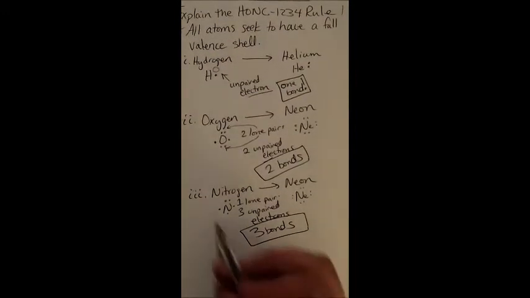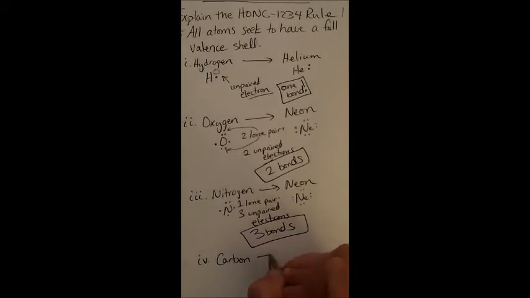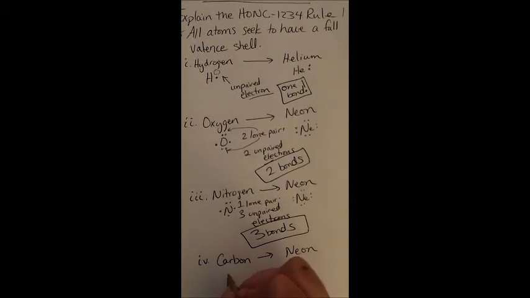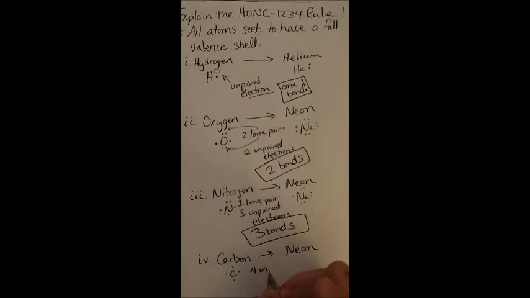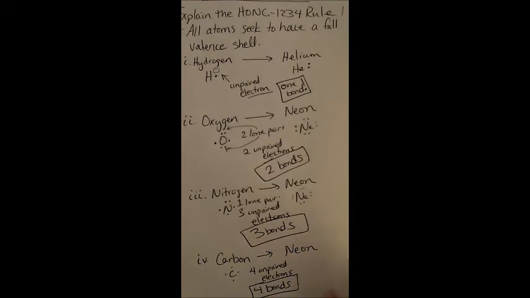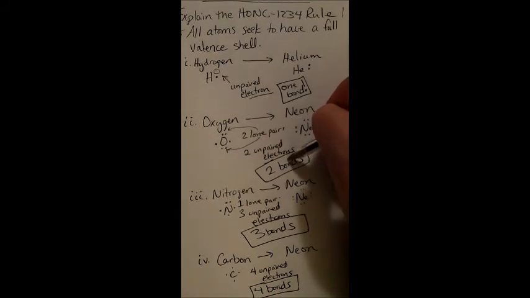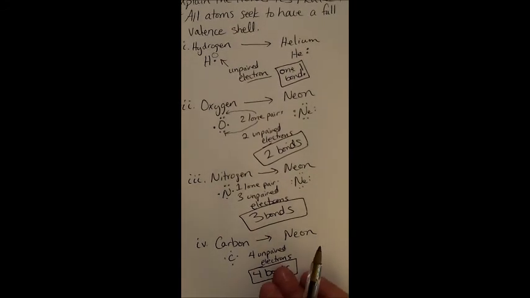So last in the honk rule, but certainly not least, is our carbon. Carbon again wants to look like neon, but this has 1, 2, 3, 4 electrons. And so that means we have 4 unpaired electrons. And we have 4 bonds. So that is our honk 1, 2, 3, and 4 rule.